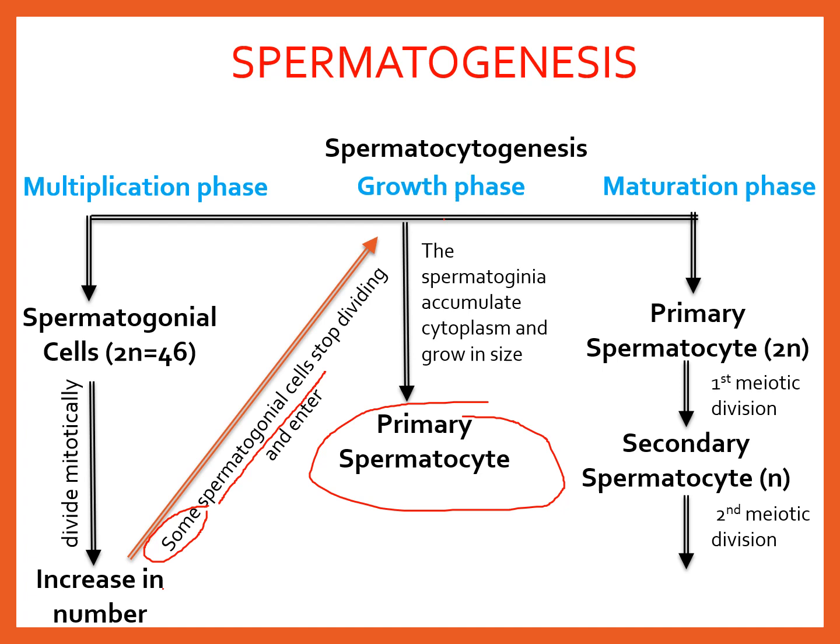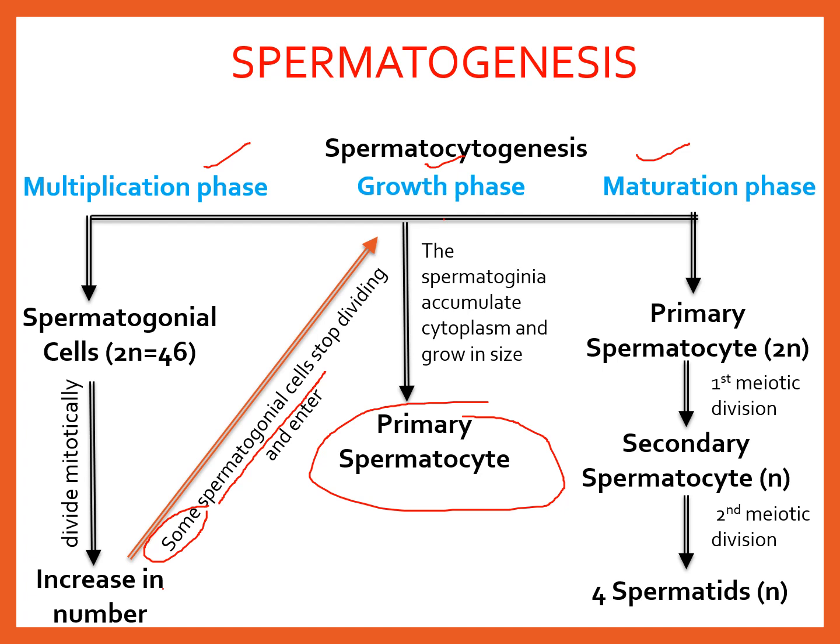The secondary spermatocyte undergoes a second division to give rise to the 4 spermatids. So the second meiotic division is a reductional division, right? So we'll go through the slide once again. Spermatogenesis is divided into 3 processes: one is the multiplication phase, the growth phase, and the maturation phase.